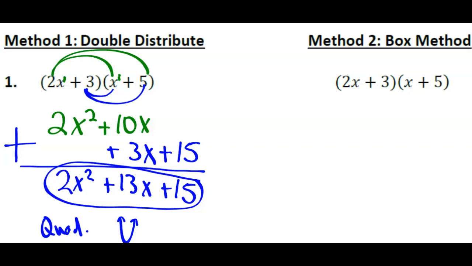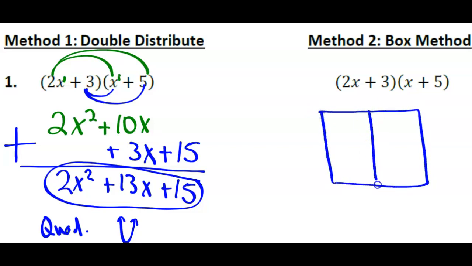Okay, so let's look at this one. Now I want to do the box method. I want to teach you the box method. So you're going to make a box that is 2 by 2 because I've got 2 terms in this one and 2 terms in this one. Now if this has more than 2 terms, then it would be that long. So if it has 3 terms, it would have 1 more section here.